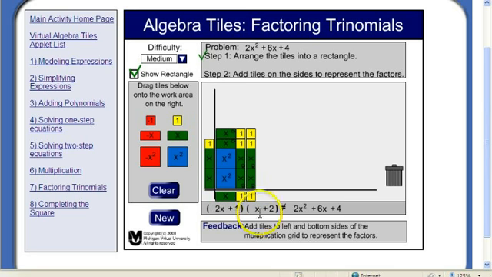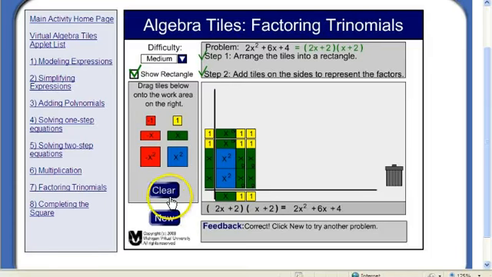Now notice as I'm adding blocks to the left side of this table, they're putting these numbers into the factored form. Right now it's 2x plus 1 times x plus 2, but they say that that does not equal 2x squared plus 6x plus 4. But now watch what happens when I put this last one in here. It does equal, and the feedback it gives me is that it's correct. So I know that 2x squared plus 6x plus 4 factors down to be 2x plus 2 times x plus 2. And we are finished.